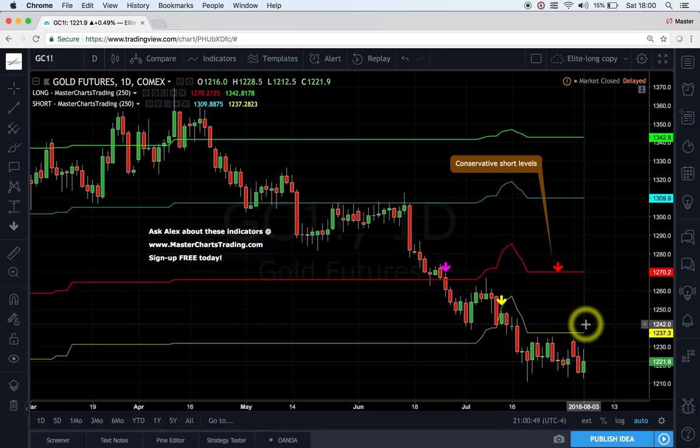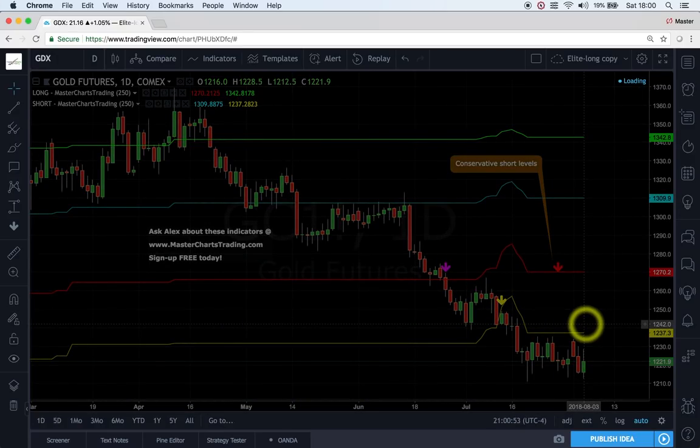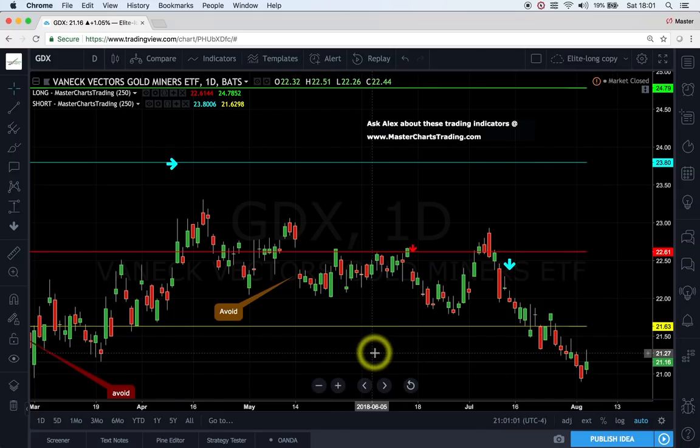So gold miners, GDX, big move down. So far I don't see a bottom, and I think we're gonna continue lower from here.